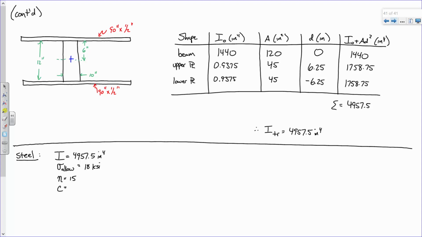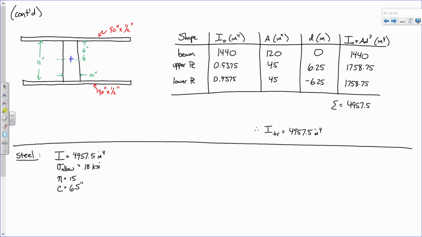Now, let's also look at our C distance. Our C is our extreme fiber distance. Okay. Let me explain what I'm going to do. I want to ask the following question: how far is it from the centroid to the very, very top of the plate? 6.5 inches. Everybody okay with that? Sound good?